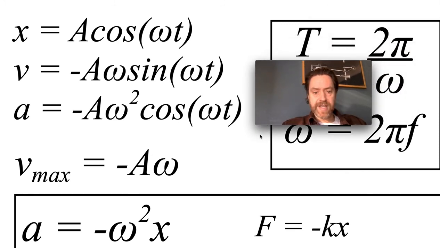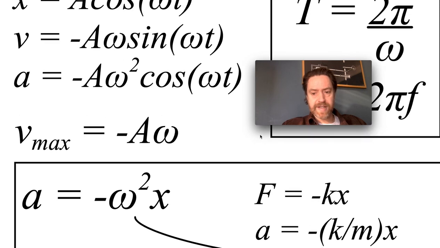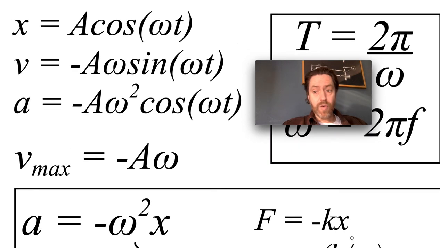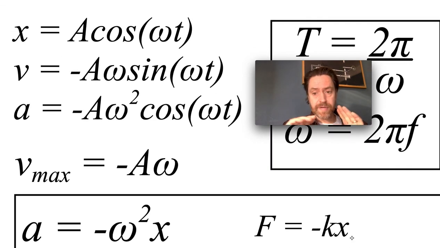We've got some of the key points, and in fact I'll share this with you later, but realizing that omega squared is equal to k over m. Now with all of this information, you can approach any simple harmonic motion problem as long as it doesn't involve energy, because that's what we're going to do next.